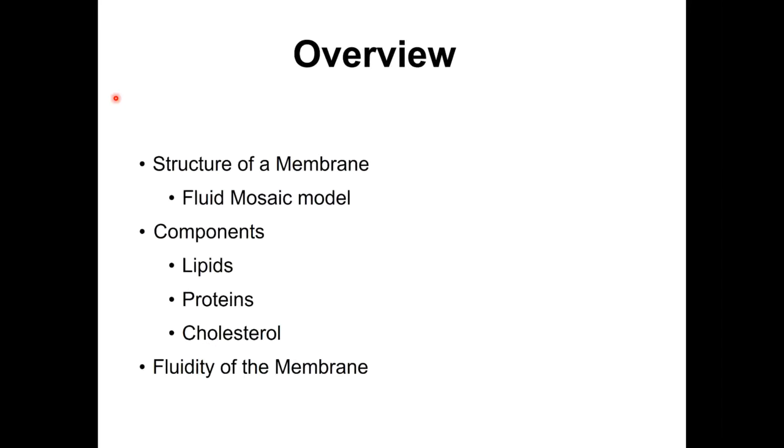This is a quick overview. First of all, we talk about the structure of the membrane, focusing on what we mean by membrane based on the fluid mosaic model. Then we talk about the different components, which you'll see are lipids, or I should say phospholipids, cholesterol, and proteins. And then we'll talk about how the fluidity of the membrane is affected by its composition in terms of fatty acids and by the temperature of the environment.